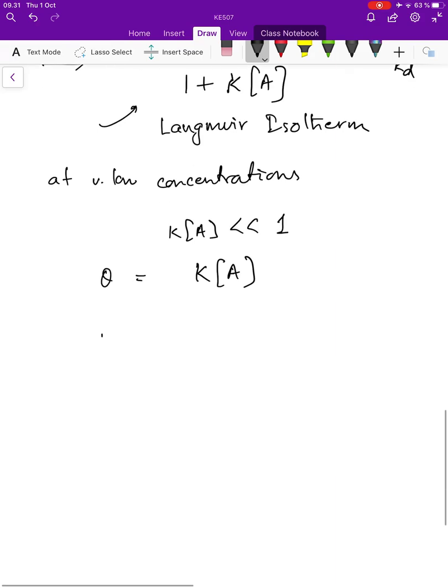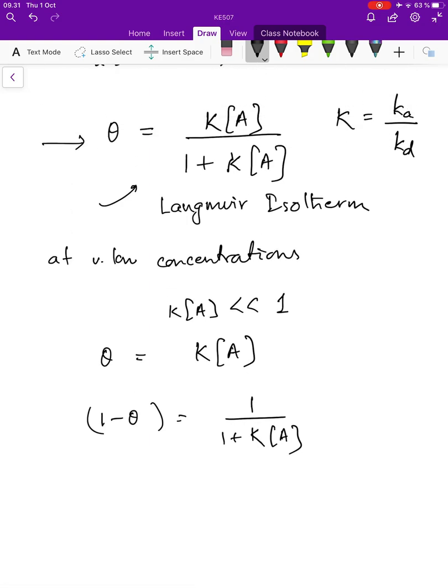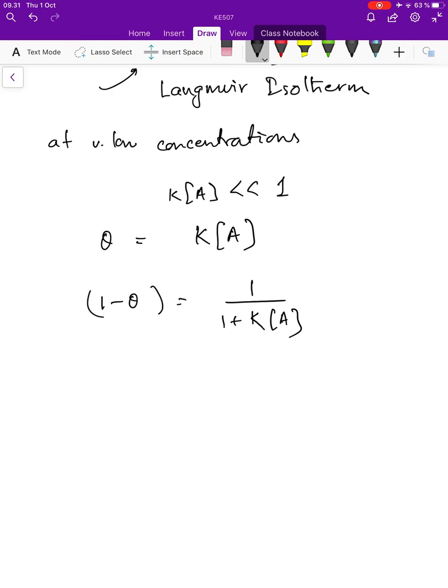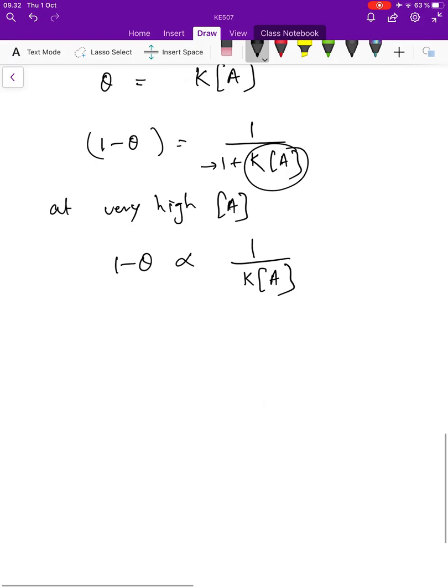We can also write this equation in another form. We can write it as 1 minus theta is equal to 1 divided by 1 plus K multiplied by the concentration of the adsorbent. So all you do is subtract this from 1 and you get this equation. At very high concentrations of A, this term becomes dominant and much greater than unity. Therefore, 1 minus theta becomes proportional to 1 divided by the concentration of A. So these are the two extremes.